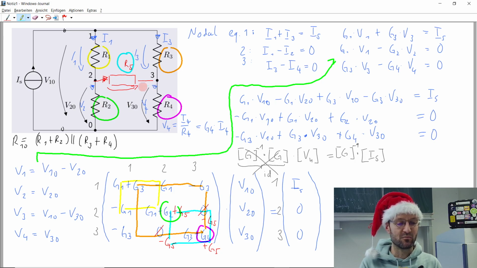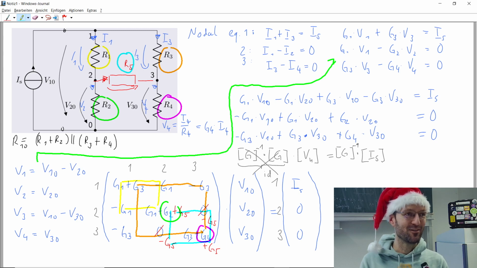Now we add some resistor in the center here, this bridge resistor. Let's call it like this. So will the equivalent resistance get larger? Will the equivalent resistance get smaller? Yes. Why should it get smaller? A lucky guess, intuition?